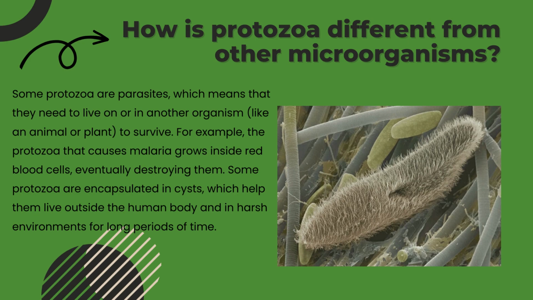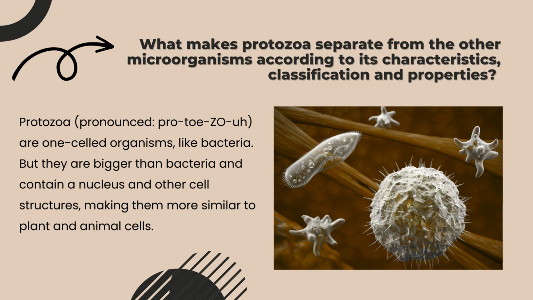How is protozoa different from other organisms? Some protozoa are parasites, which means that they need to live on or in another organism, like an animal or plant, to survive. For example, the protozoa that causes malaria grows inside red blood cells, eventually destroying them. Some protozoa are encapsulated in cysts, which help them live outside the human body and in harsh environments for long periods of time.